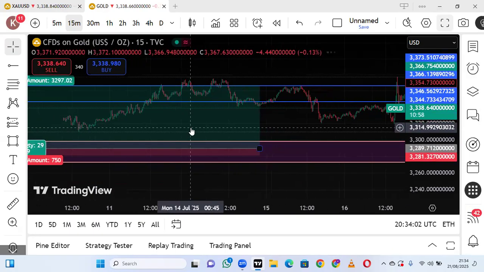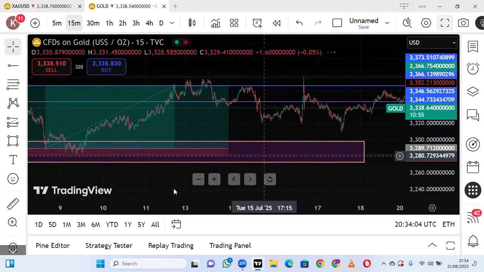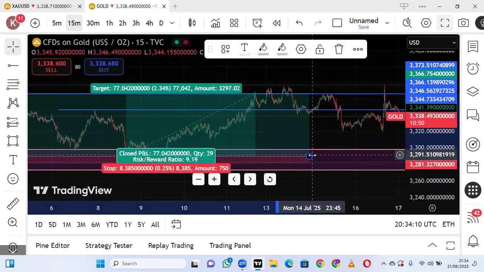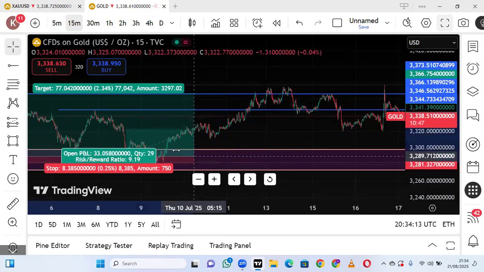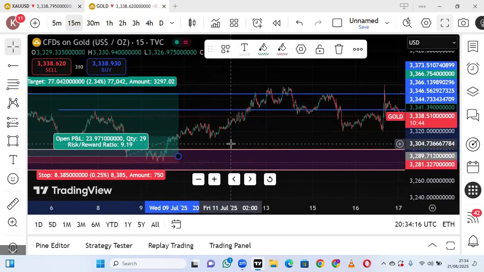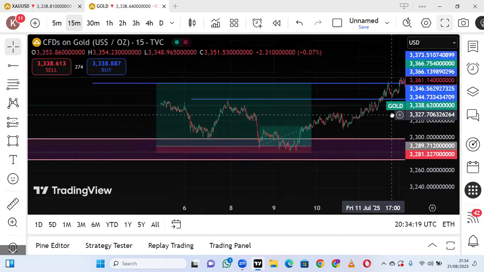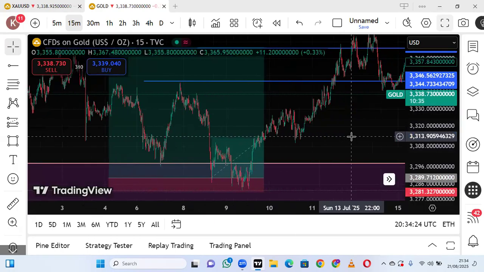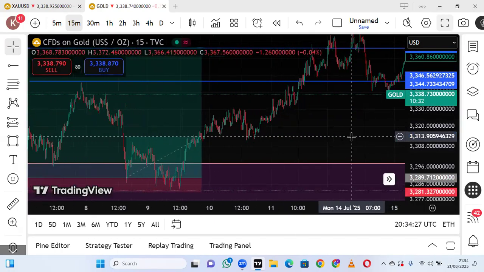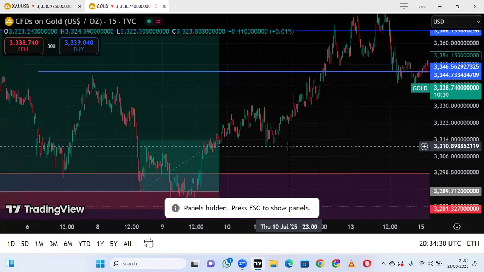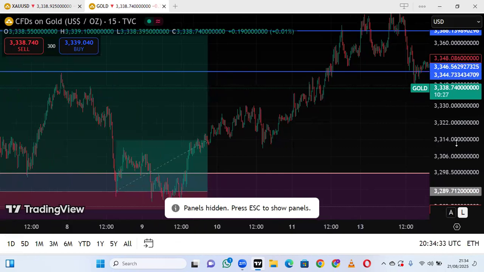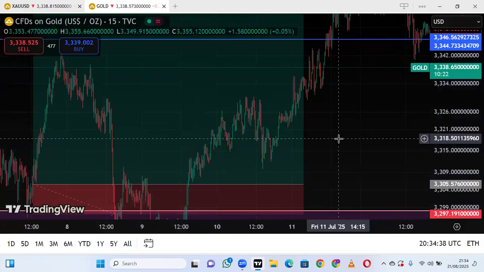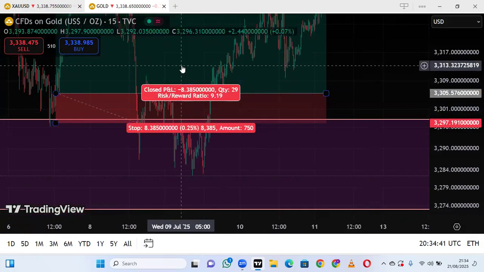Right. So this is how it looked like in the 15-minute time frame. So if we zoom in like this, it's still going up. This is how it should be.